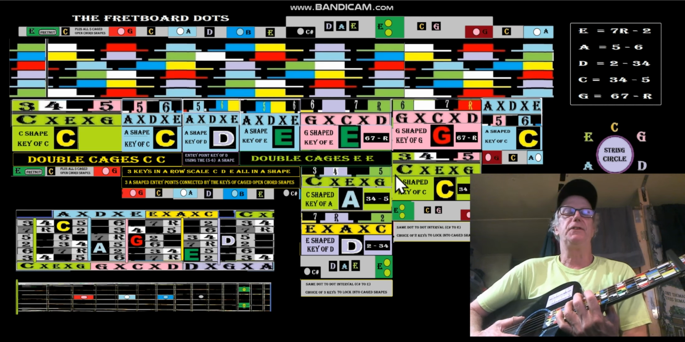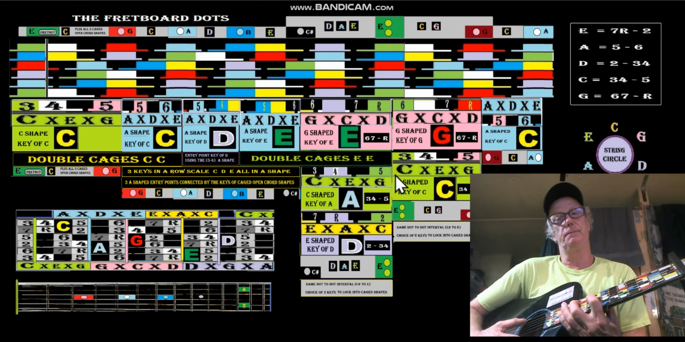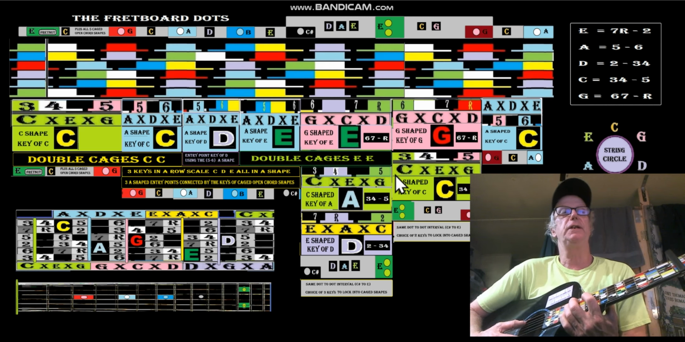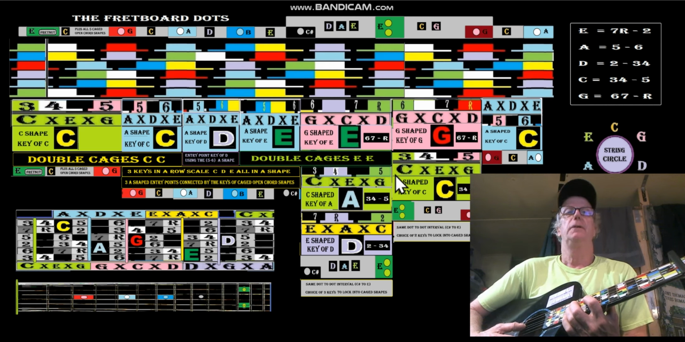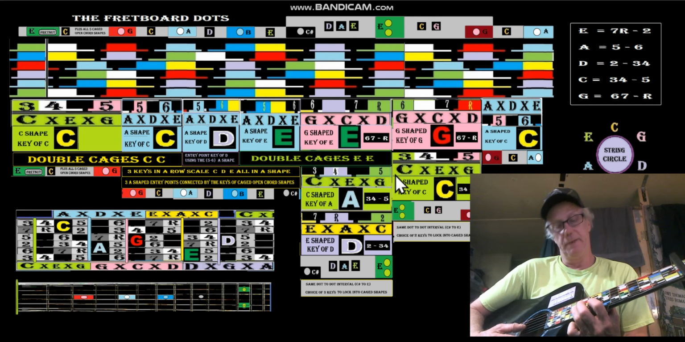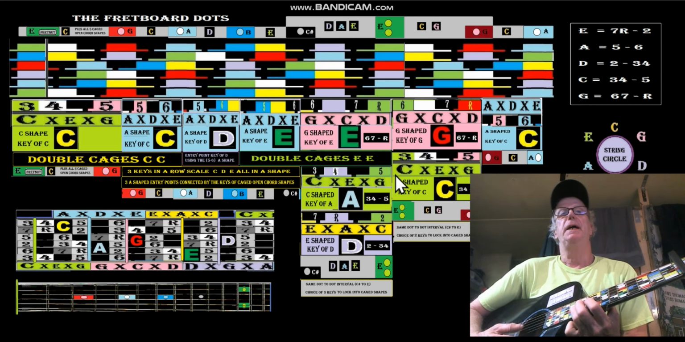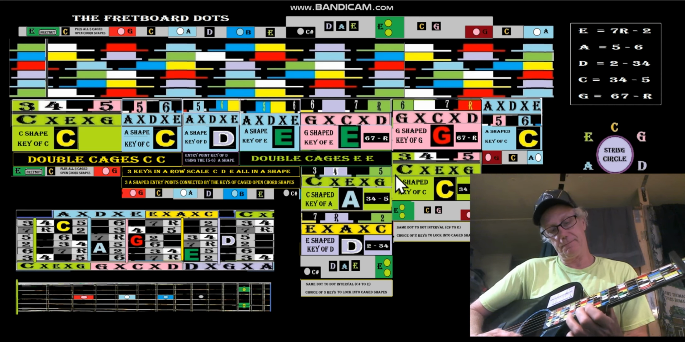The 5th of C is G shape. The 5th of G is D shape. The 5th of the D shape is the A shape. And now we just warp up. A shape goes to the E shape. E shape goes to the augmented, so it's the C shape again. 3, 4, 5. So that's it.